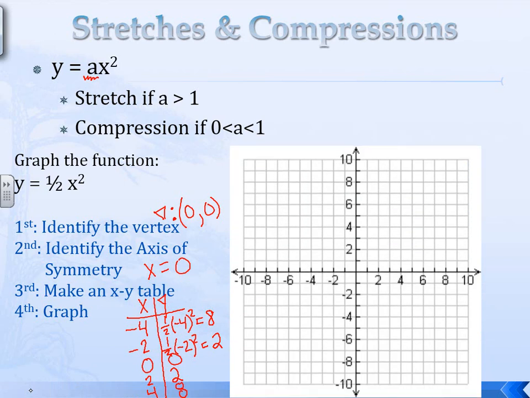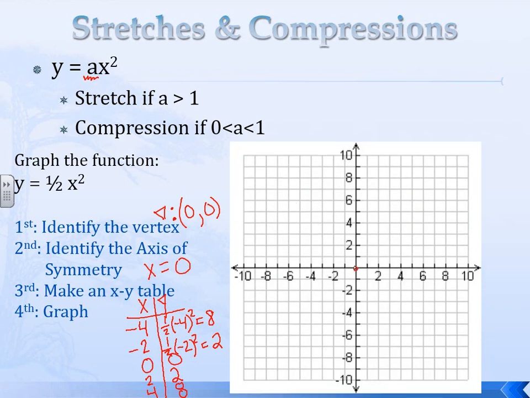And then our fourth step is to graph it. So our vertex is going to be at 0, 0, with the axis of symmetry running through that. And then this time our numbers are going to be -4 and 8, with a reflection on the other side of 4, 8, and -2, 2, with a reflection on the other side of 2, 2. And then I'm going to graph my parabola through those. And what happens is the parabola has gotten further away from the y-axis and becomes a little bit fatter or compressed.